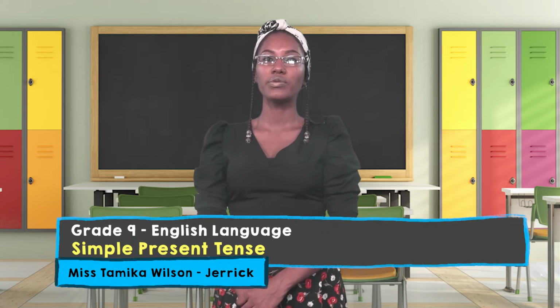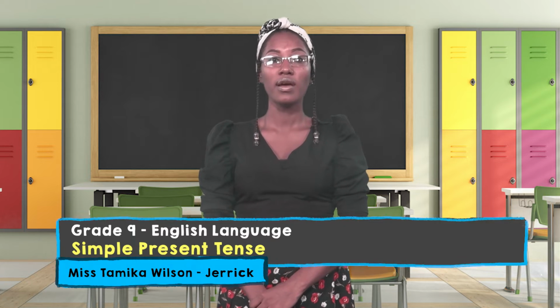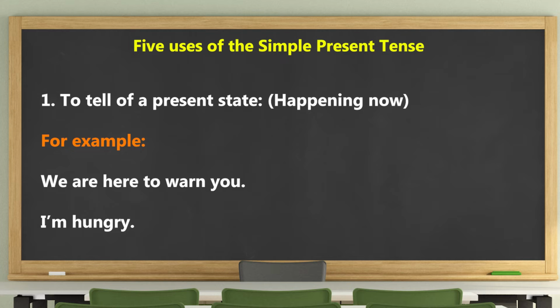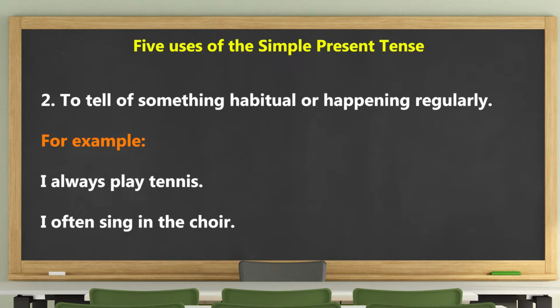So how do we use the simple present tense? Well, first of all, we use it to tell of a present state. Example, we are here to warn you. I am hungry. Secondly, to tell of something habitual or happening regularly. I always play tennis. I often sing in the choir.